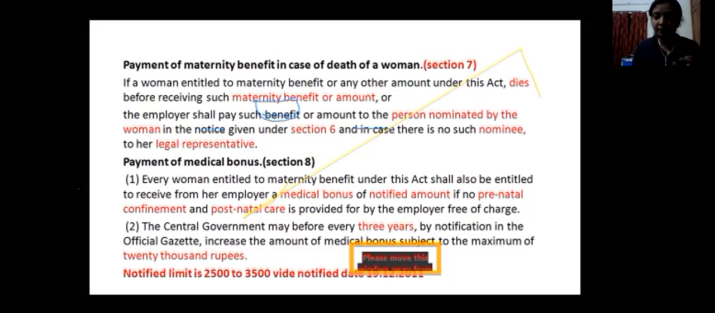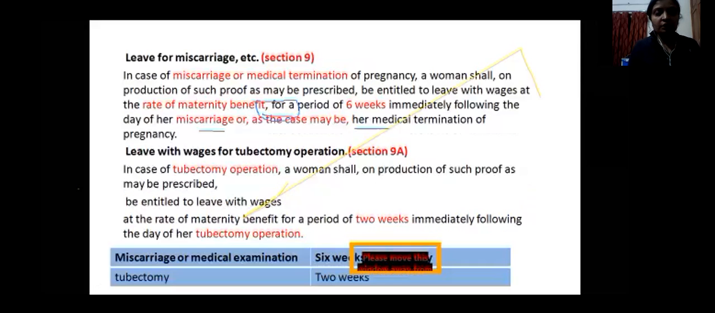So in the case of medical bonus, what you need to remember, that the woman is entitled to get a medical bonus and the central government within 3 years can increase the amount to the maximum of 20,000। and what is the notified amount? The notified amount is actually now 3,500। correct? So now moving to the next slide, leave for miscarriage etc according to section 9। now after the miscarriage, what leave should, should the woman get it?